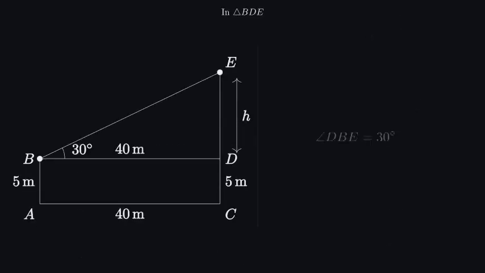To find H, we focus on triangle BDE. With respect to the 30 degrees angle at B, the opposite side is length of DE equals H, and the adjacent side is length of BD equals 40 meters. So we use tangent. Using tangent, we write tan of 30 degrees equals H over 40. To solve for H, multiply both sides by 40. This gives H equals 23.0940 meters. But H is not the full height of the tower. It is only the extra height above the top of the building.